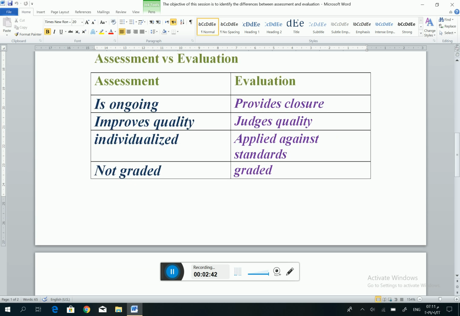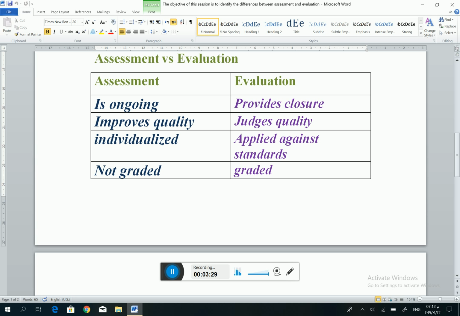So here, assessment, evaluation. What are the main differences in brief? Assessment is an ongoing process. So assessment begins at the beginning of the year, in the middle of the year, at the end of the year, throughout the year. It begins with the beginning of the year and ends with the end of the year. However, evaluation is an ending process, it provides closure because you have a test to test students' information. So assessment is an ongoing process, while evaluation is a closure, an end.